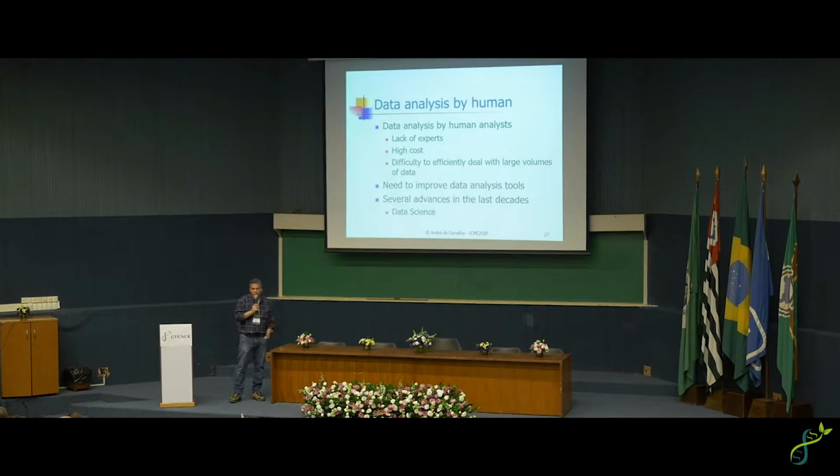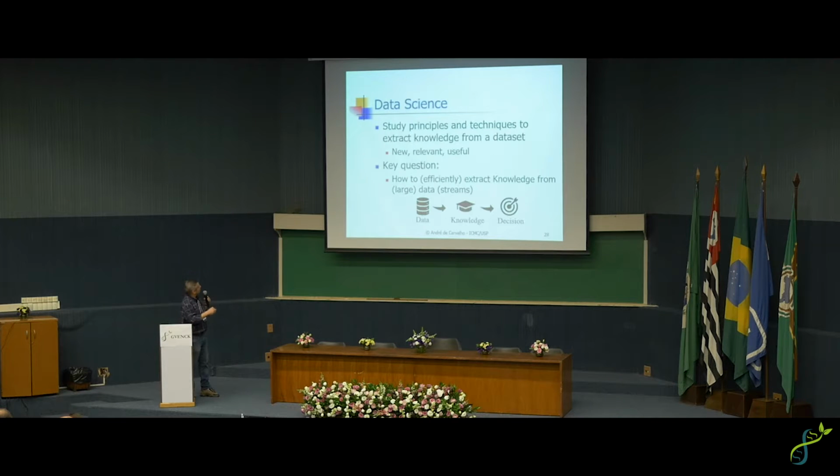So you need some new tools to analyze data, and this is where data science comes in, right? There has been progress in mathematics, statistics, and computer science, which provides us very sophisticated tools to improve our data analysis. So now we have many techniques for data science. People started to work with Excel, but now they have lots of very good techniques to try to extract new knowledge from data that is new, relevant, and useful. So the key question in data science is, how can we efficiently extract knowledge from a potentially very large data set which may come in a stream? The idea is you get data, you extract knowledge, and use this knowledge to make decisions.